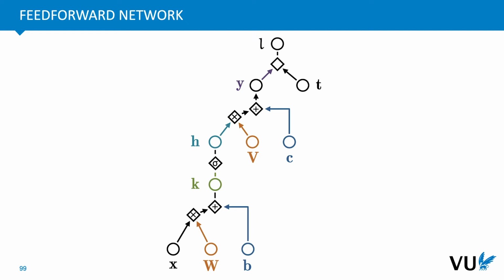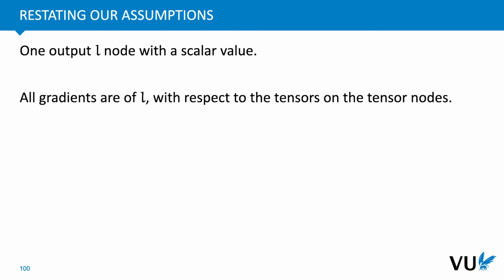And note, of course, that the last node of the computation graph is not the output of our neural network, but the loss, because we want to compute the derivative with respect to the loss. The assumptions are the same as they were in the previous 2 videos. We have one output in our computation graph, which is the loss node, which holds a scalar value. And all the gradients we're going to compute are gradients of L with respect to the tensors on the tensor nodes.